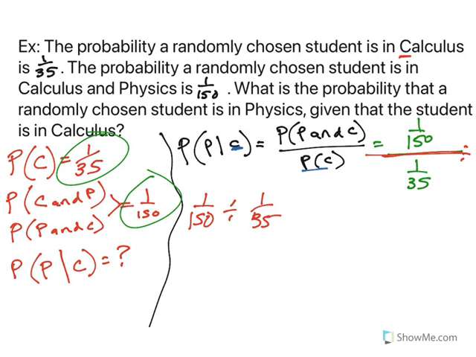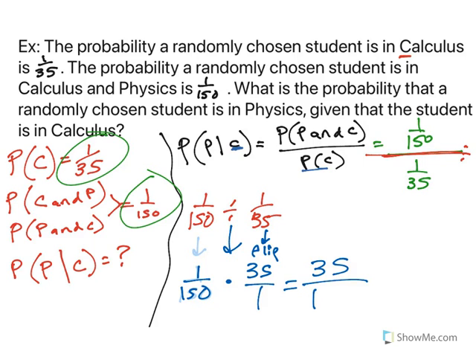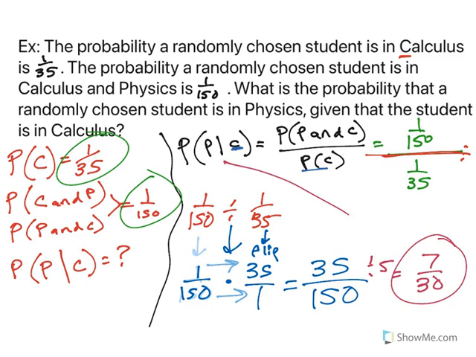In case you have forgotten, because if you don't use it, you lose it, to divide fractions, our first fraction stays the same. Division turns to multiplication, and we flip. We multiply by the reciprocal. Okay, so 35 over 150, because we would just multiply straight across. If we reduce both by 5, right, because both of these are reducible by 5, we get 7 over 30. So the probability of physics given calculus is 7 over 30.